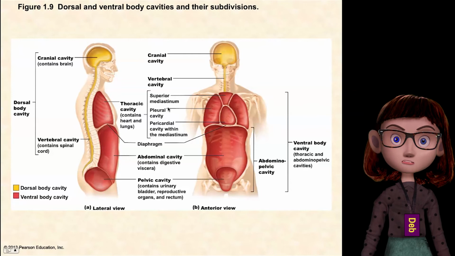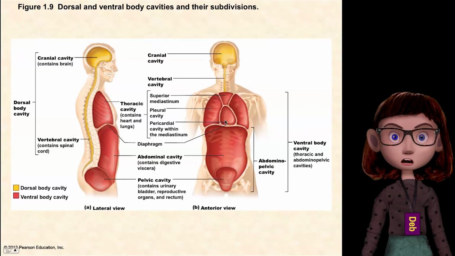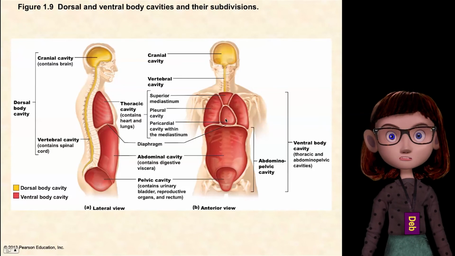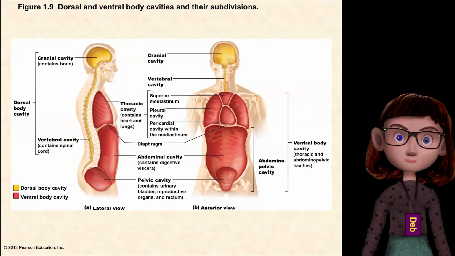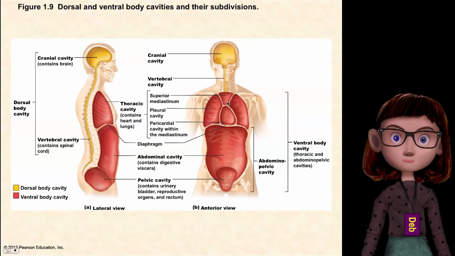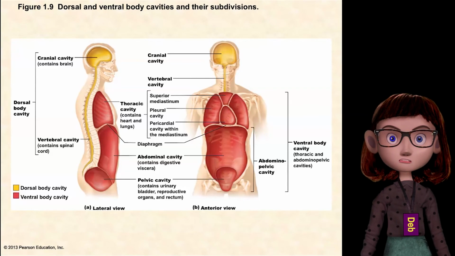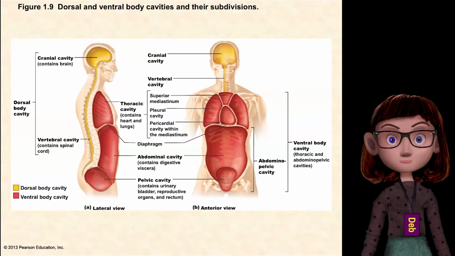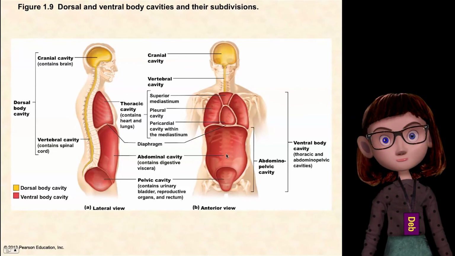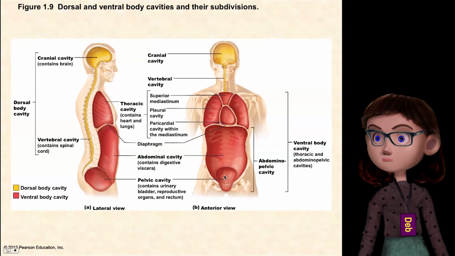Anteriorly, we see the subdivisions of the thoracic cavity. Here's the pericardial cavity with the heart in it. It's right in the middle, so we say this is part of the mediastinum. Here's your superior mediastinum, and then there's a pleural cavity over on this side, and there's one over here that surround each lung. The abdominopelvic cavity is illustrated here, and here's your abdominal cavity, and there's the pelvic cavity.